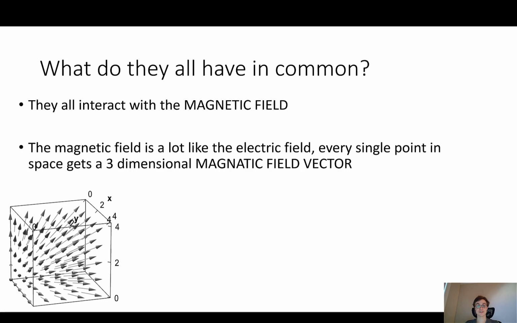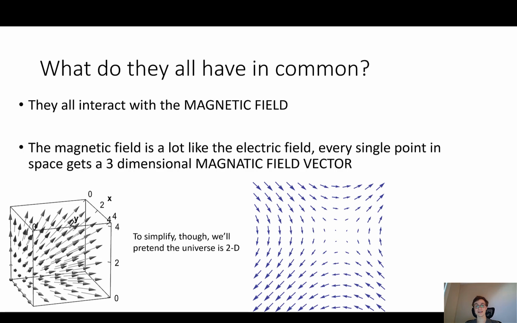So maybe this is the picture of a magnetic field in a box. In the real world it's 3D, but we're not going to worry about the real world. We're going to simplify and make everything 2D. So we're going to pretend like we have 2D arrows pointing in some direction everywhere in the universe.